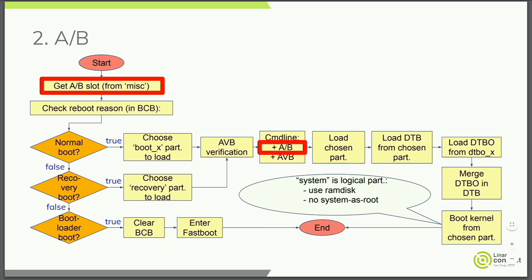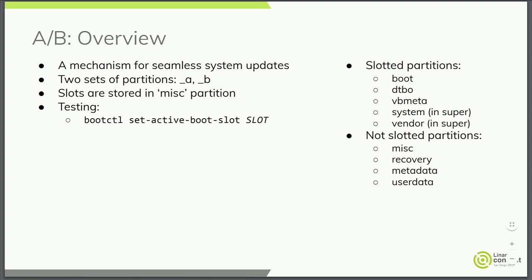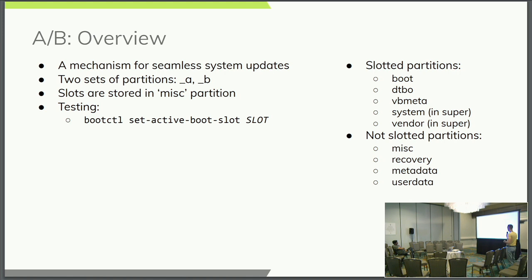It's AB, and AB is actually a mechanism for OTA over-the-air updates. The main thing here is that it introduces two sets of partitions, A partitions and B partitions. Before we had only a boot partition, now we have boot_a and boot_b partitions, and using those two sets of partitions, we can seamlessly update the system, and if something is not right, we can fall back to the other partition, right?